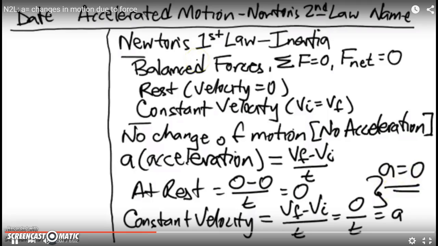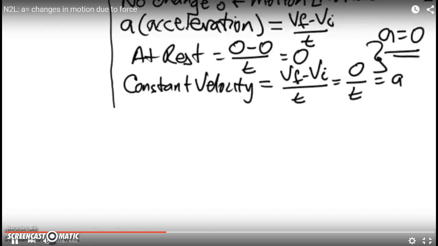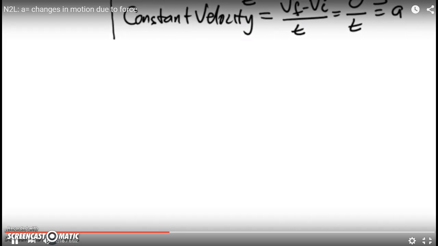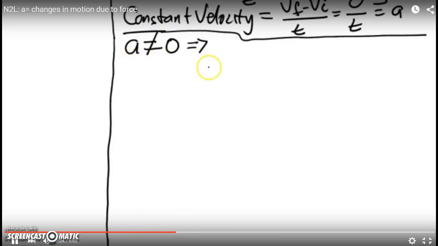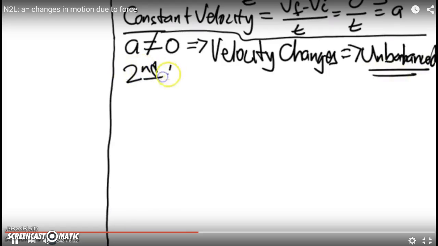Now let's give ourselves a little more room on this paper, and we'll take a look at when acceleration does not equal zero, or a change in motion. When acceleration does not equal zero, that tells us that velocity, or motion, is changing. Velocity changing could mean something is speeding up or changing direction. If our velocity changes, that means we have unbalanced forces. And what covers unbalanced forces? We now go to Newton's second law.